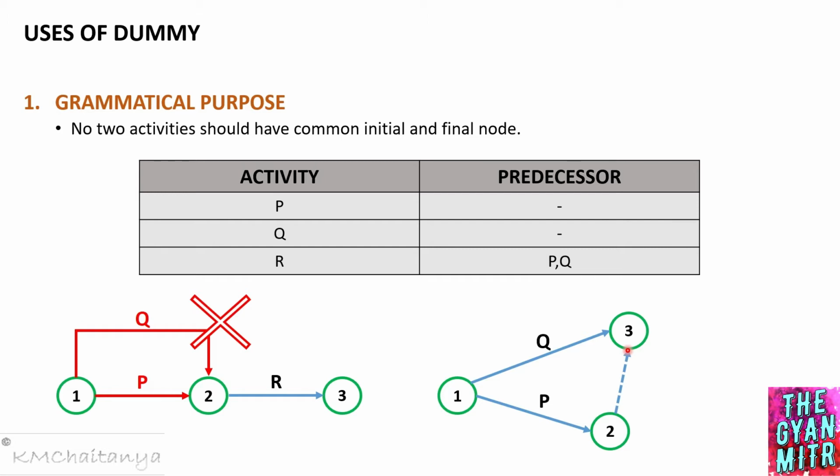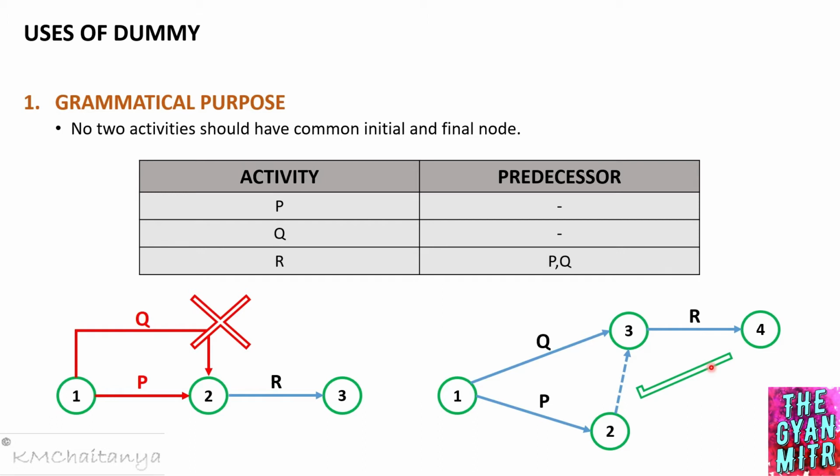So at event number 3 we have activity Q coming over, and we have activity P also coming over to event number 3. So now we can have our last activity R, which has a predecessor relation of Q as well as activity P. You need not worry about the labeling of this. As mentioned, the dotted arrow indicates a dummy activity. So this would be the right way of representing a network diagram using a dummy.